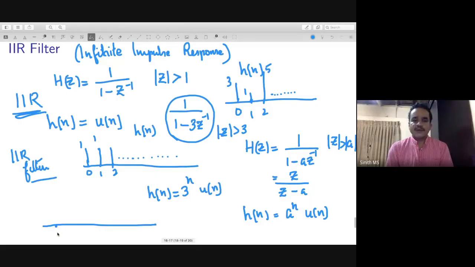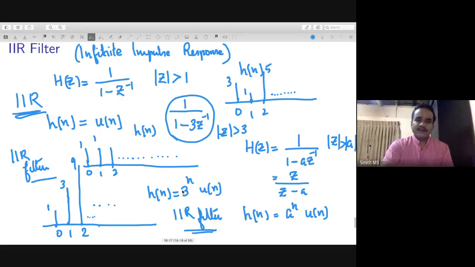at 0, you have value of 1. At 1, you have value of 3, because we substitute for n equal to 1, this becomes 3 into u(1), which is value of 3. At 2, you have a value of 3 square, 9, like that it goes. And this is going to be also infinite, so this is also an IIR filter. So you understood what is an IIR filter.